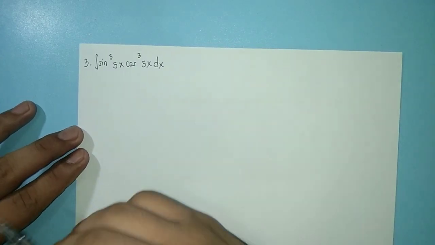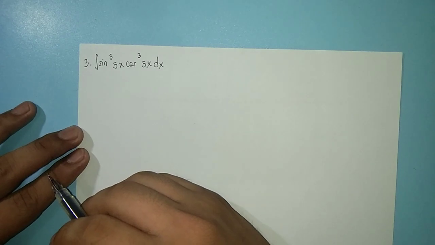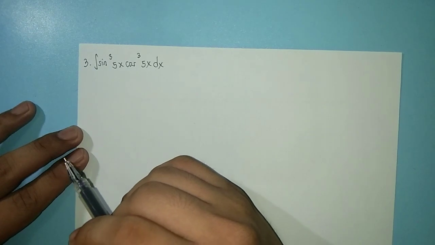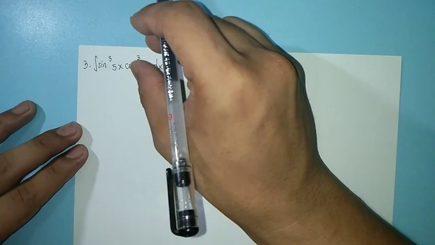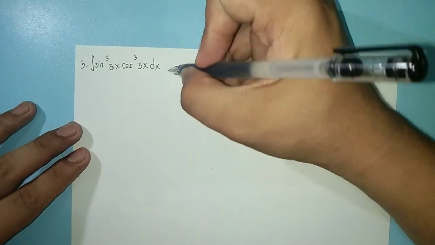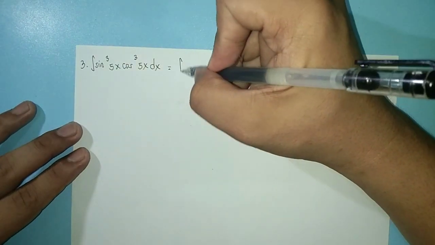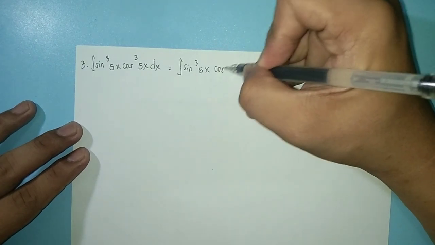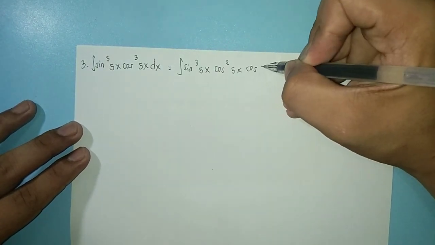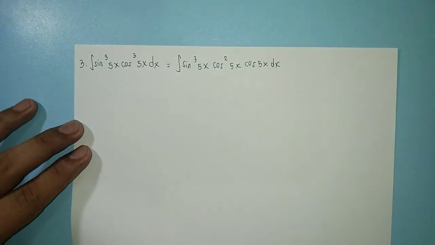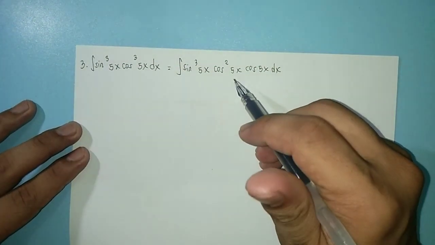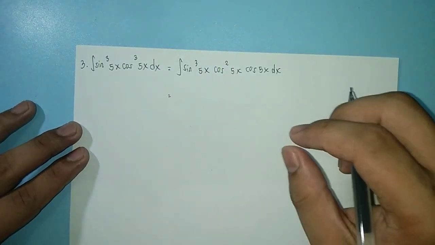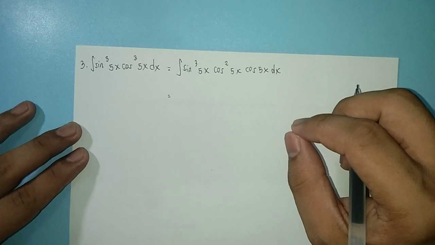So, dito, same lang siya nung ginawa natin doon sa case 1. Ang pagkakaiba lang, mamimili ka na lang kung alin yung babawasan mo. So, let's say ang babawasan ko ay yung cosine. Okay? So, ang gagawin ko dito, gagawin ko siyang cube of sine 5x square of cosine 5x cosine 5x dx. So, kung yung cosine yung binawasan ko, yung cosine yung papalitan natin, yung square of cosine. So, papalitan natin yan ng 1 minus square of sine 5x.